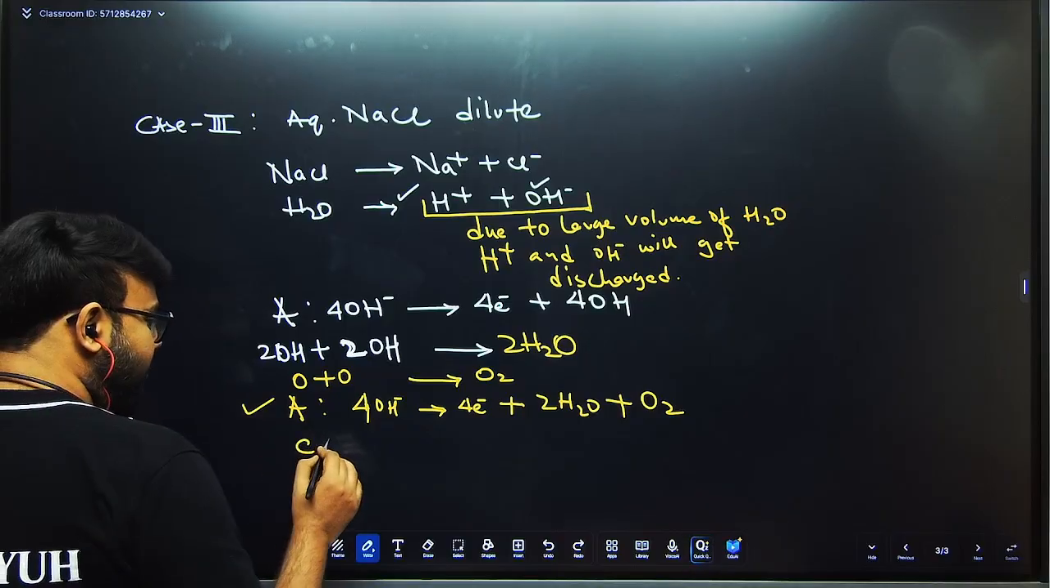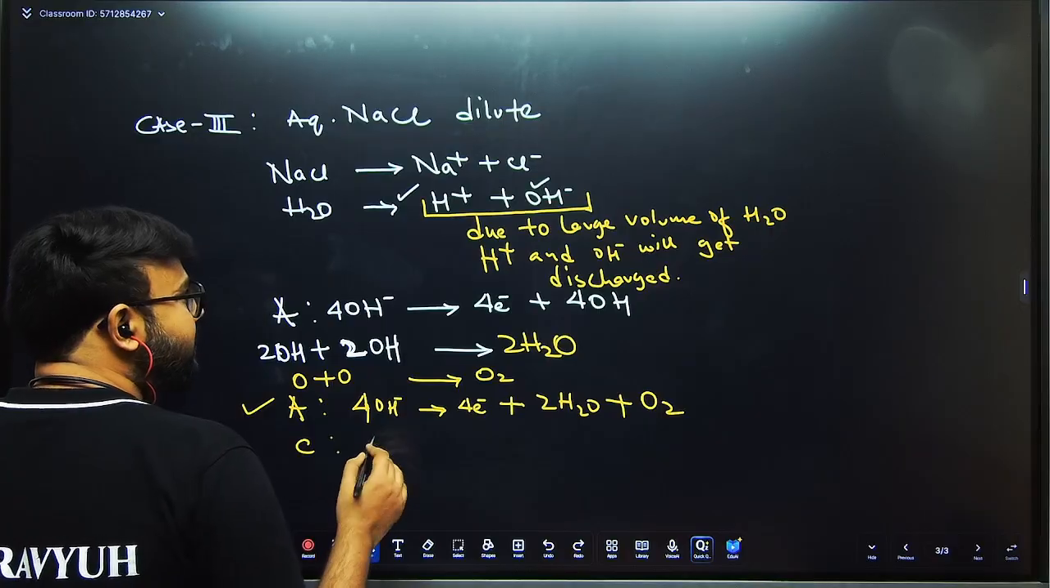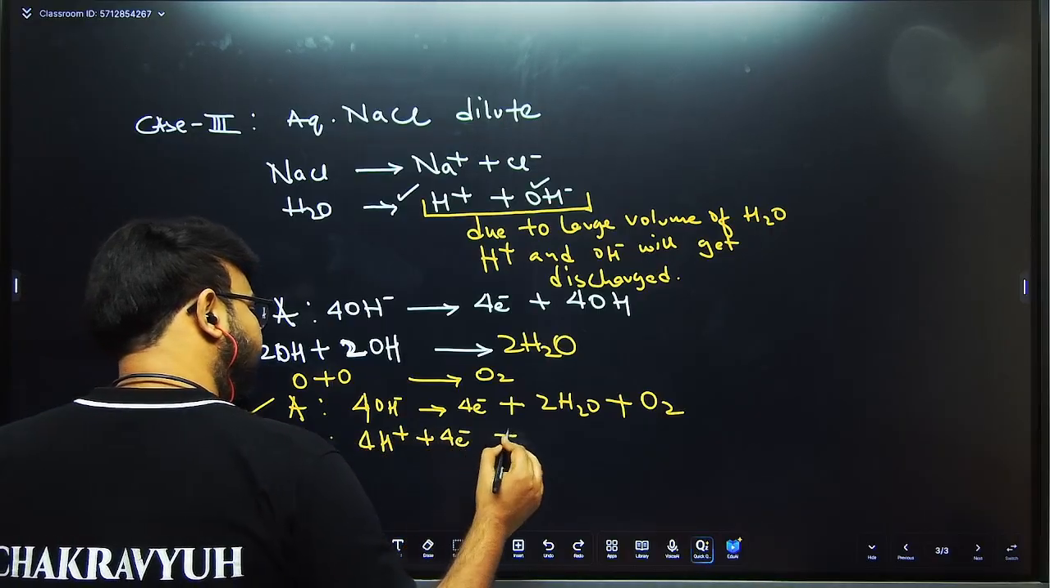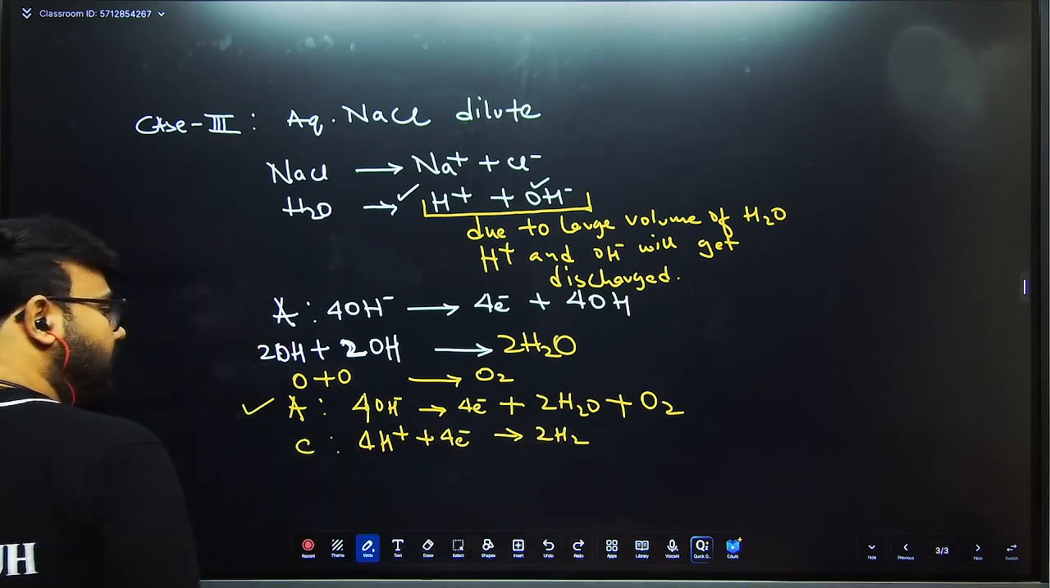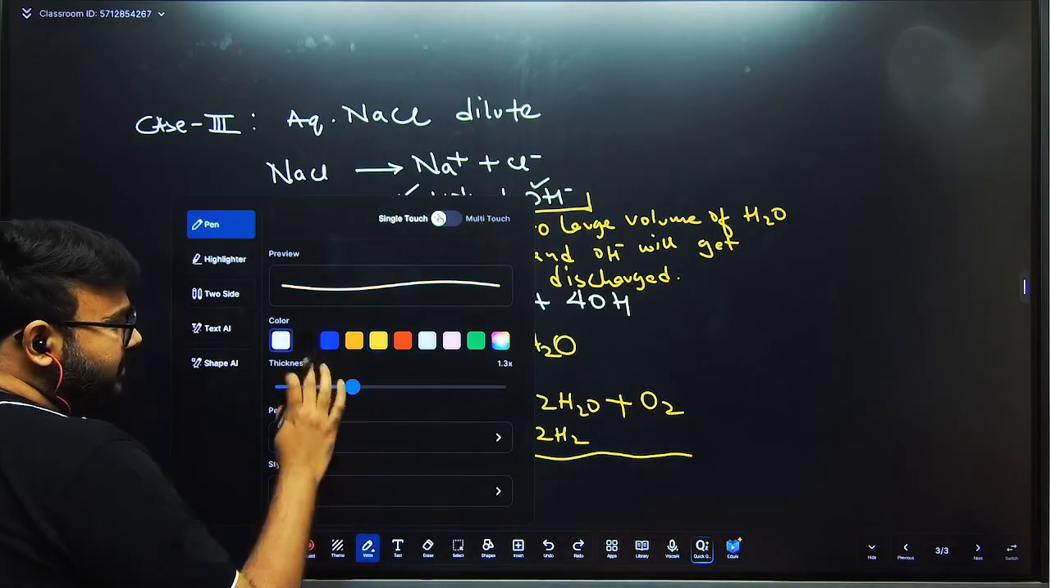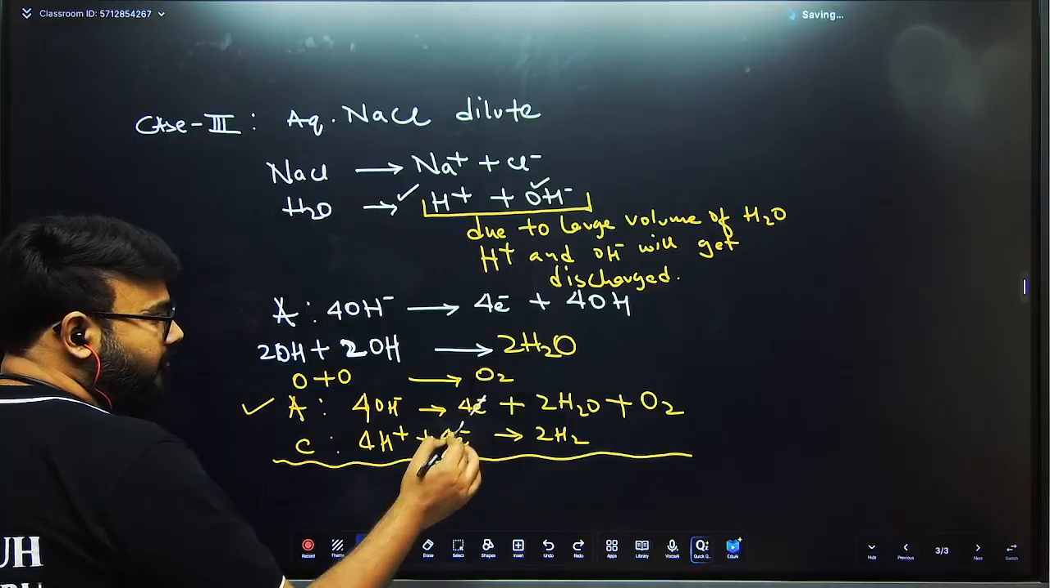And then the cathode is easy. The cathode is easy. 4H plus plus 4 electrons gives 2H2. And now what is the n value? The n value is 4. Very good. Because at 4 it got cancelled.